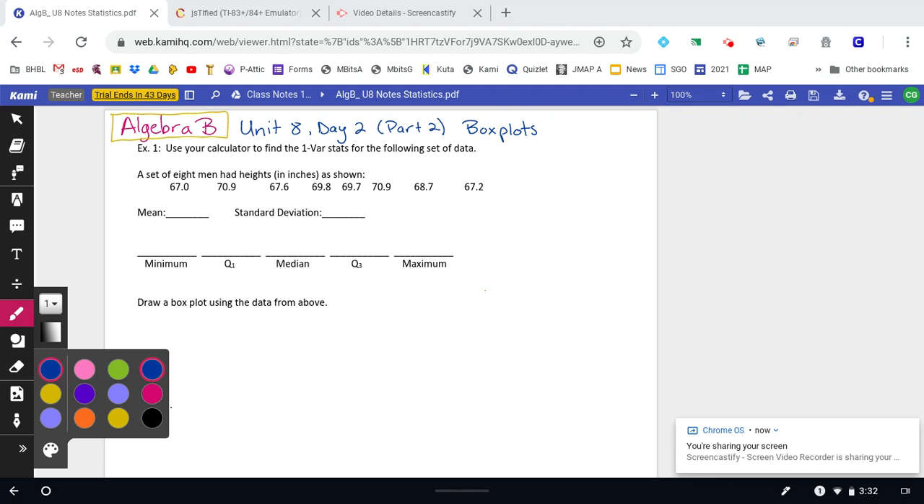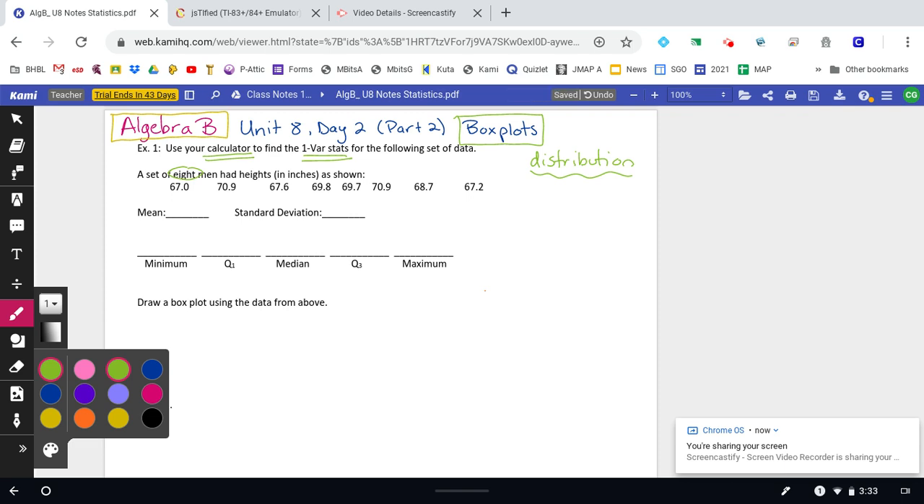Everyone, here's part 2 of our Unit 8 Day 2 study, and we are talking about box plots. Remember, box plots show the distribution of the data, and how varied it is, how close together it is, how far apart it is. We're going to use our calculator to find the one variable stats for the following set of data. The set of 8 men have heights as shown.